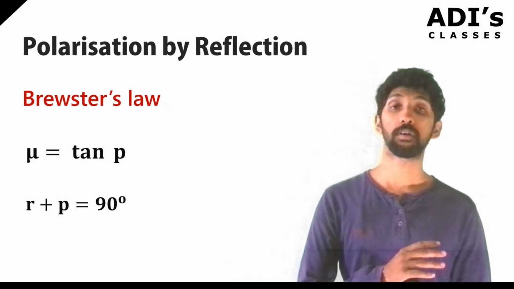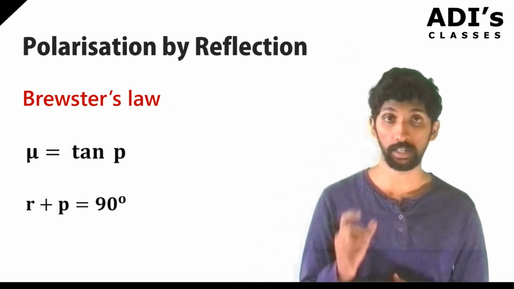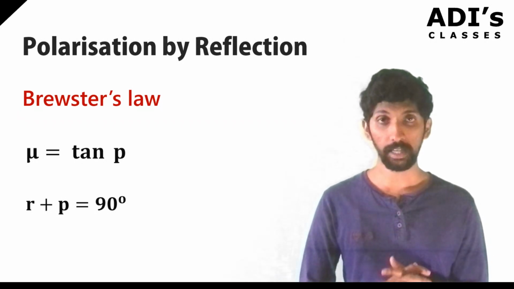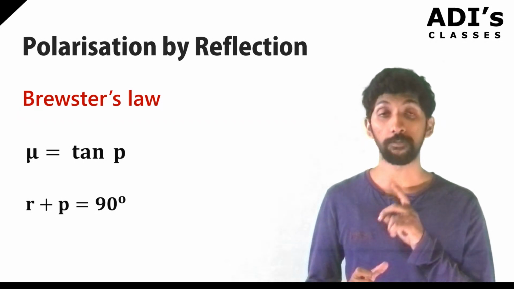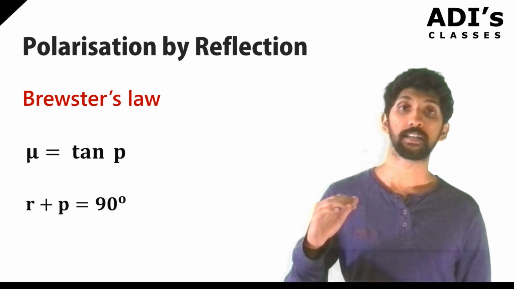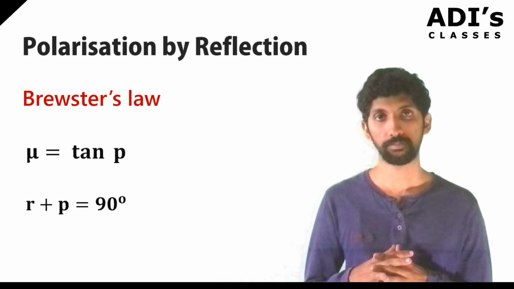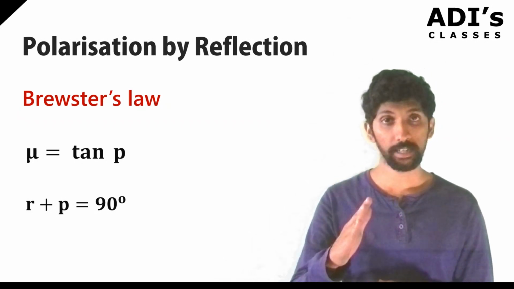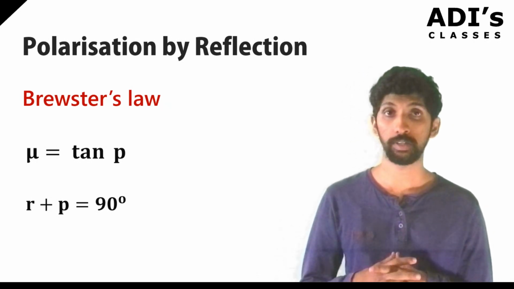Then we also used Snell's law and Brewster's law to figure out the relation r plus p equal to 90 degrees, meaning the incident ray, the reflected ray, and the refracted ray are perpendicular to each other. So the angle between the reflected ray and the refracted ray is also 90 degrees. This is what we learned then.